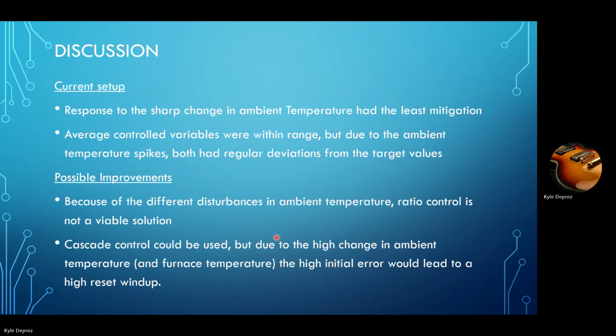But after looking at other options, ratio control was not viable just due to how sudden the spikes were, and cascade control could be used, but due to the sudden and high change in ambient temperature, which resulted in a sudden and high change in furnace temperature, that high initial error would lead to integral control inside of the PI controller, which has a very high reset windup, which would cause great overshoot, essentially creating the exact same problem that we would try to mitigate with cascade control. But for that, we'll move on to the actual Simulink diagram itself.